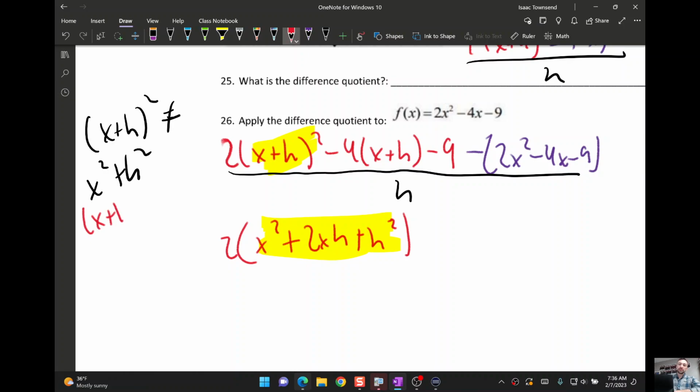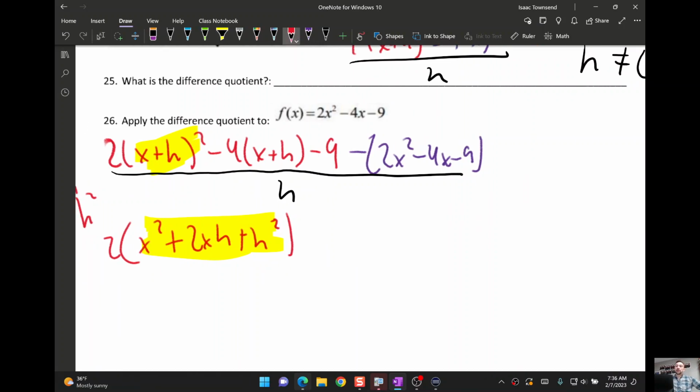x plus h squared, you actually have to FOIL it out. So that's where I'm getting 2xh's. So make sure you don't fall into that trap. But then otherwise it's just distribute and combine like terms. And with that, it's kind of messy and it's kind of long, but distribute the -4, distribute the negative.